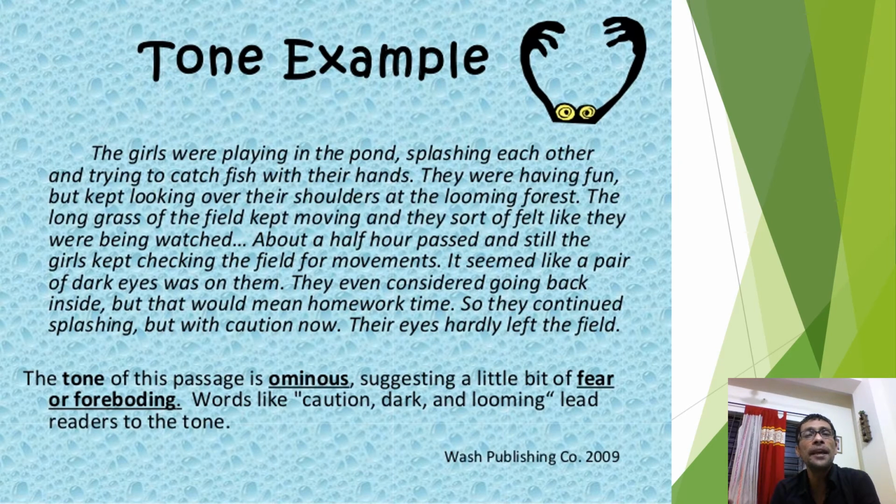The girls were playing in the pond, splashing each other and trying to catch fish with their hands. They were having fun, but kept looking over their shoulders at the looming forest. The long grass of the field kept moving, and they sort of felt like they were being buzzed. About a half hour passed, and still the girls kept checking the fields for movement. It seemed like a pair of dark eyes was on them.